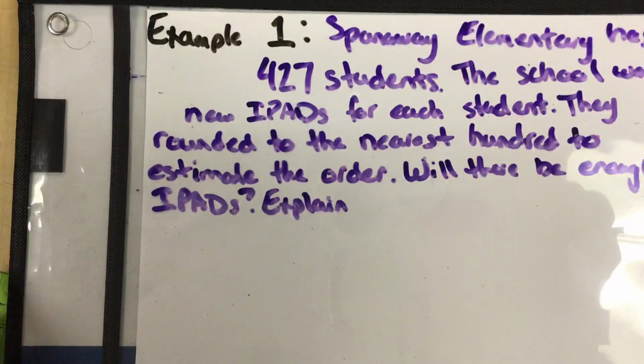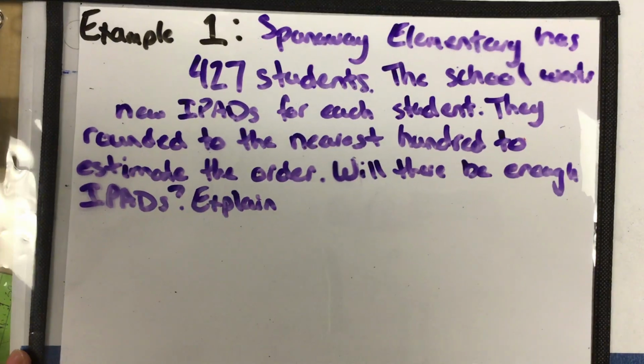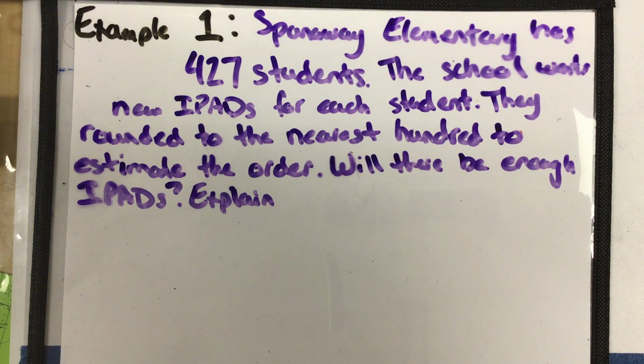So we're going to take a look at an example. So here we have: Spanaway Elementary has 427 students. The school wants new iPads for each student. They rounded to the nearest 100 to estimate the order. Will there be enough iPads?